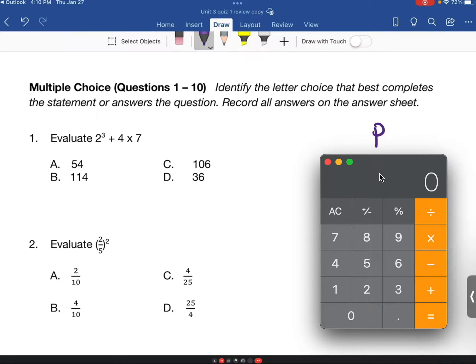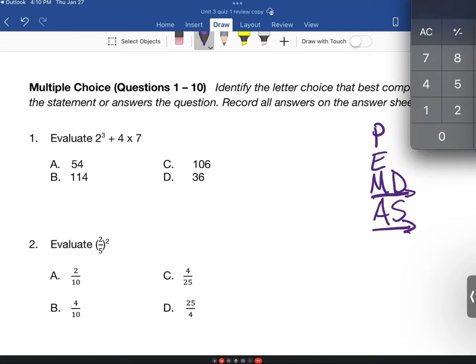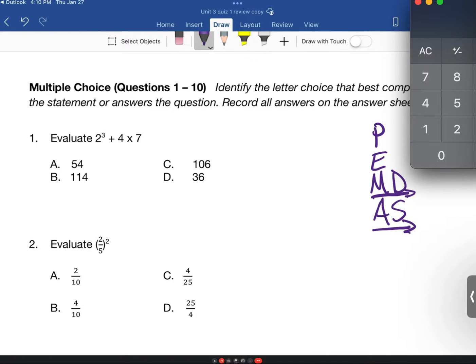PEMDAS: P for parentheses, E for exponents, M, D, and AS, right? Multiplication and division are on the same level, and addition and subtraction are on the same level. So you choose which one goes first from left to right. Okay, so let's take a look at this expression and let's evaluate it.